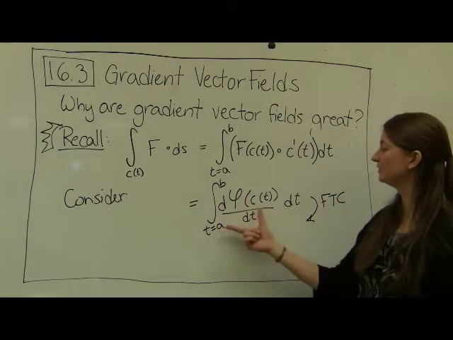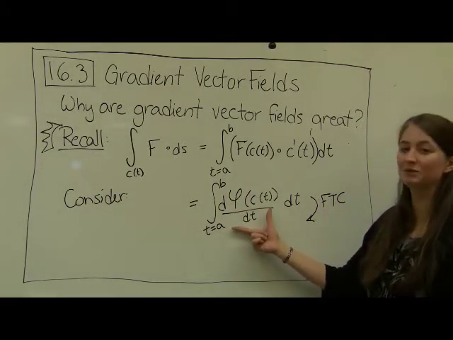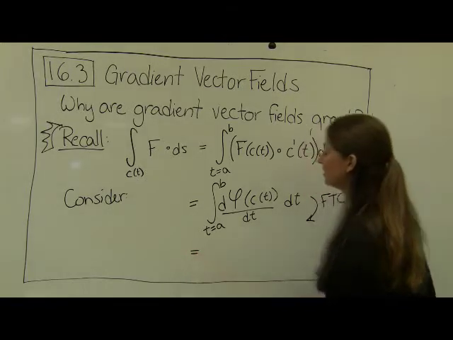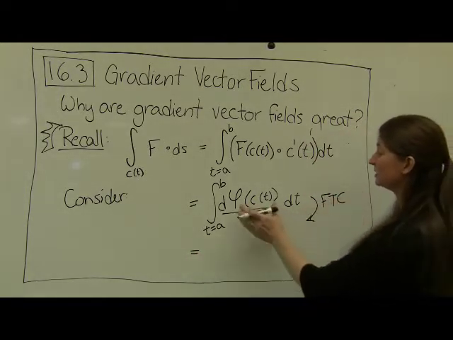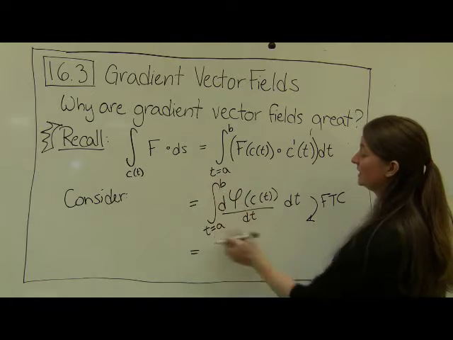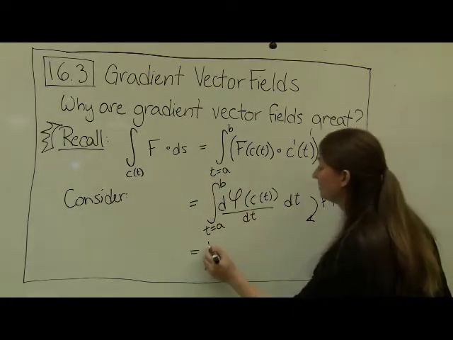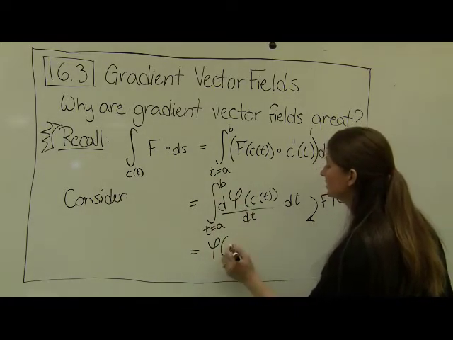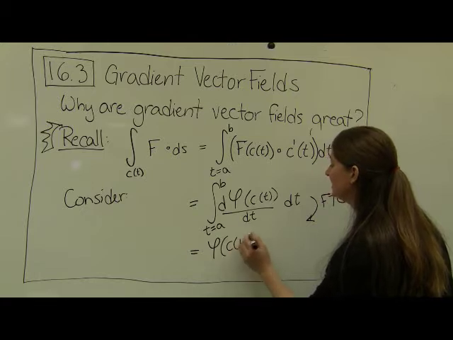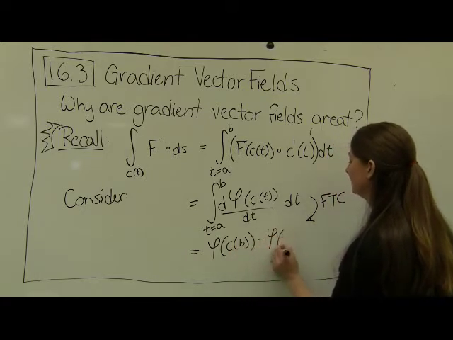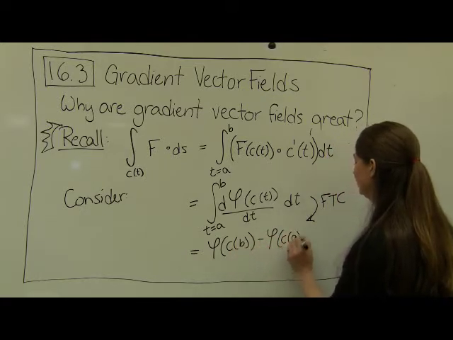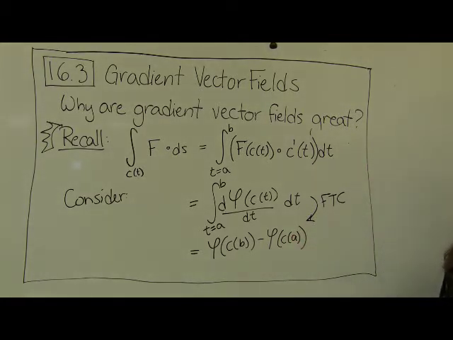I'm taking the antiderivative of the derivative. What happens when I do this? By the fundamental theorem of calculus part 2, this is exactly equal to phi of t evaluated at each of these endpoints, meaning that my grand conclusion is that this is going to be phi of c of b minus phi of c of a. This is something that you might recall from the fundamental theorem of calculus.